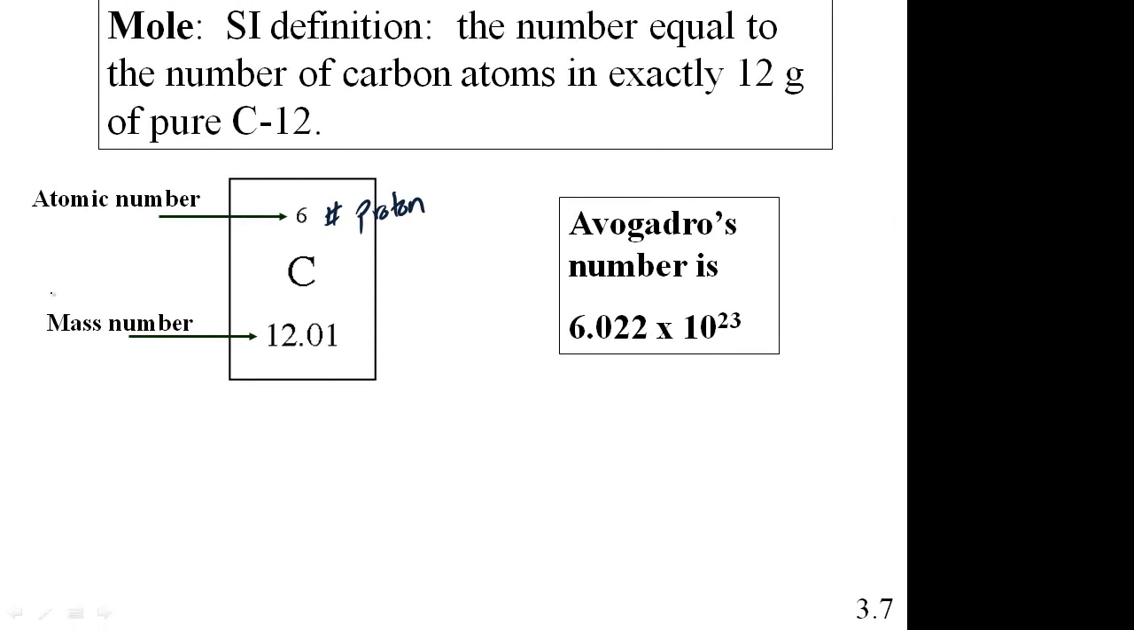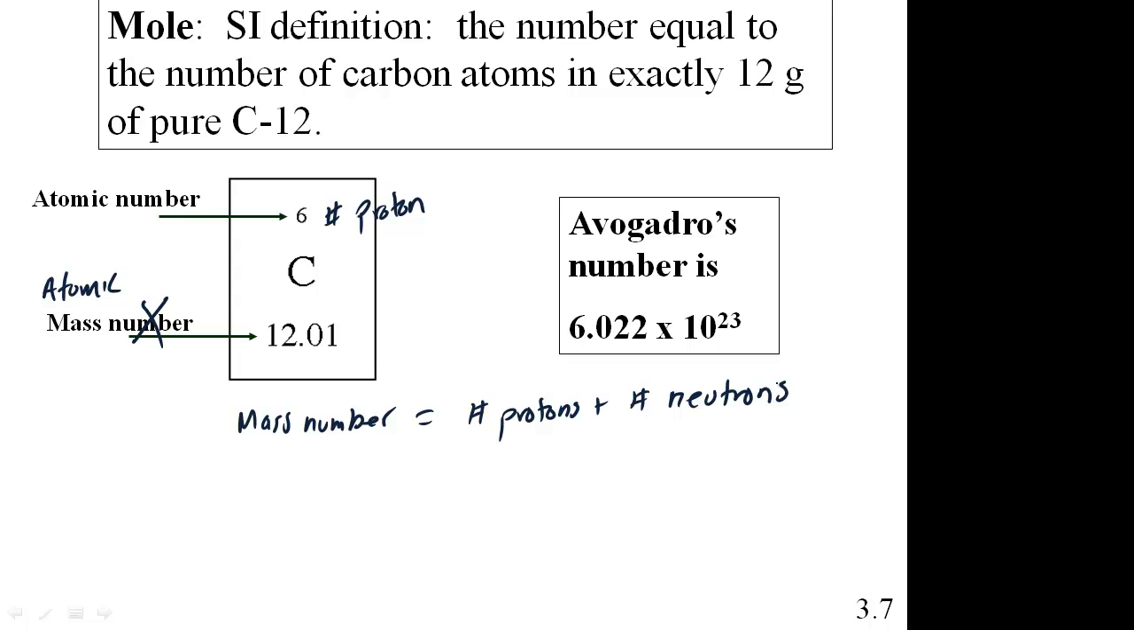We said this was called the atomic mass, and it is not the atomic mass number. The mass number is always a whole number. The mass number is equal to the number of protons plus the number of neutrons in the nucleus. So it's always got to be a whole number. You either have one proton or you don't. You have one neutron or you don't. So that's what is wrong with this number.